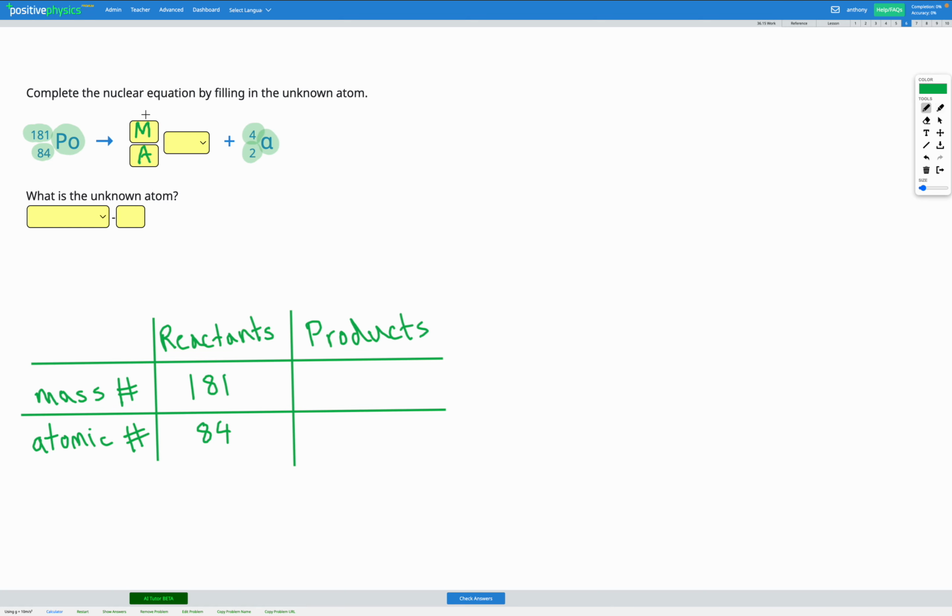So I'm going to add those together in my products. For the mass, it's going to be M plus 4. For the atomic number, it's going to be A plus 2. And I know my mass is conserved in the reactants and the products, so those are going to be equal. And I know my atomic number is going to be the same in the reactants and products, so those are going to be equal. So to solve for my mass number, I'm going to have to do 181 minus 4, which is 177. And for my atomic number, I'm going to have to do 84 minus 2, which is 82.